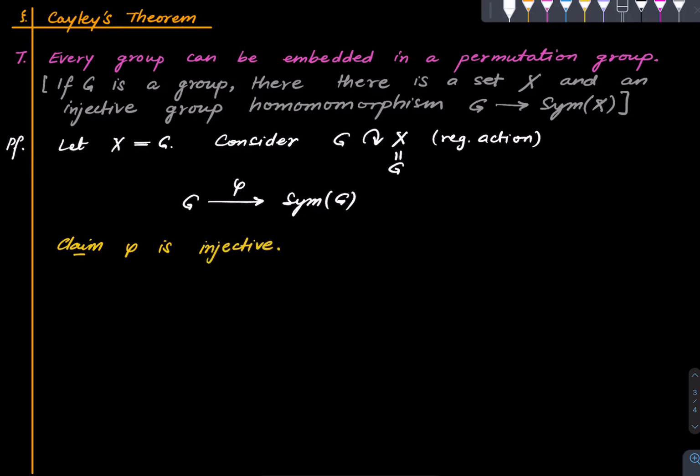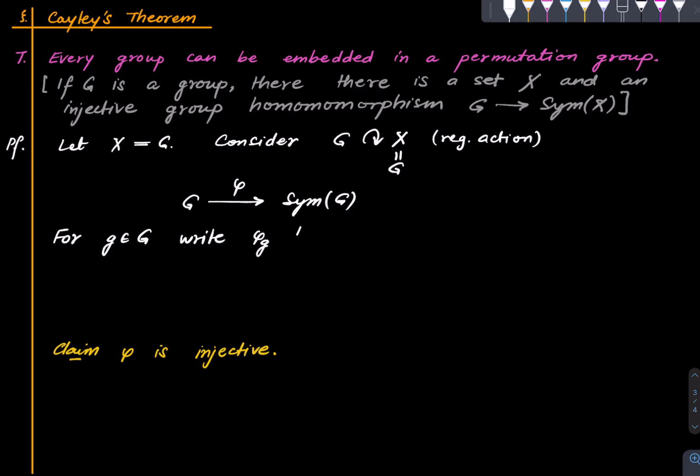All right. So first of all, what is the image of G? So let's write. So fix. Yeah. So before we make that claim, let's do something else. So for g in G, write phi sub g to mean phi of g. So that's just a notation thing, and note that phi_g of x is gx for all x.